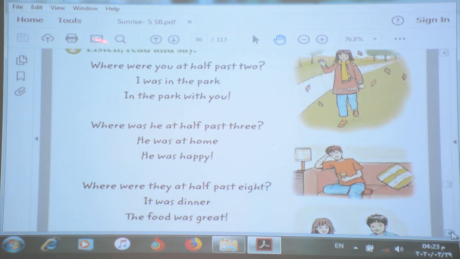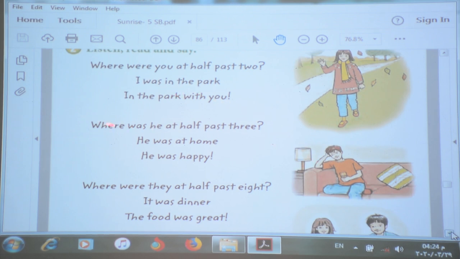It's about the time. Where were you at 2:30? At 2:30. With o'clock, you should use at. And there's a question. You should start with where. Where were you? I was. The answer should be with I, because it asks about you. I was in the park. In the park with you.